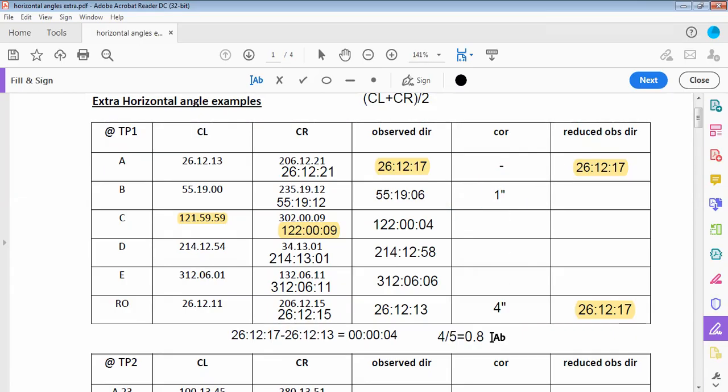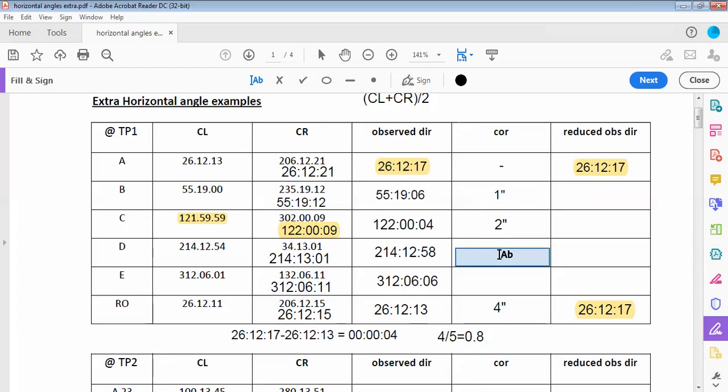Okay. Now we say in our calculator 4 divide 5, we times it by 1, we get 0.8. Therefore it becomes 1 second. So that is your first setup. For your second setup, you multiply it by 2. We get 1.6, but we need to round off. So therefore we get 2 seconds.